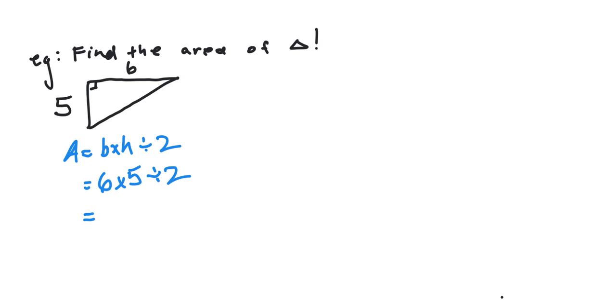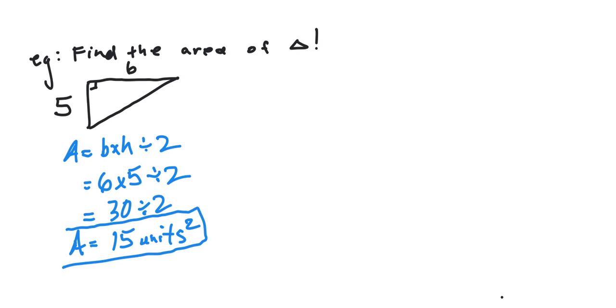So punch that in your calculator. 6 times 5 is 30. Then divide by 2, which is 15 units squared. Now, on your last assignment, anytime you calculated areas, you just wrote 15, right? If there's no units, I want you to write the word 15 units squared. Okay? So this was example 1.